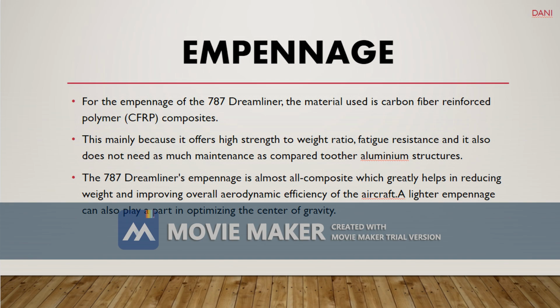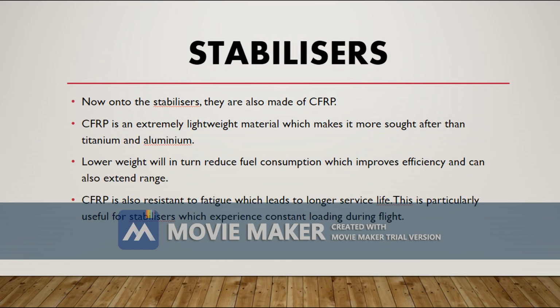We move on to lower maintenance requirements. The composite structure also requires less maintenance compared to metals such as aluminium, which is prone to corrosion and fatigue damage. This is linked to the second point. And lastly, the improved aerodynamic efficiency. The lightweight nature of CFRP contributes to better fuel efficiency and performance by reducing drag and optimizing the aircraft's center of gravity.